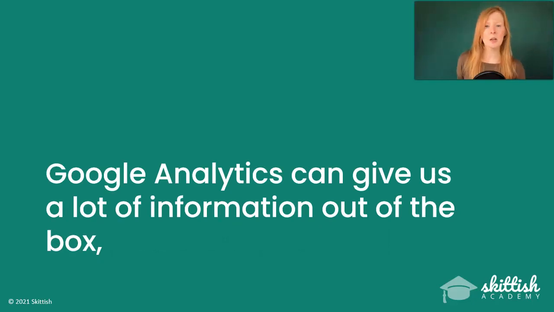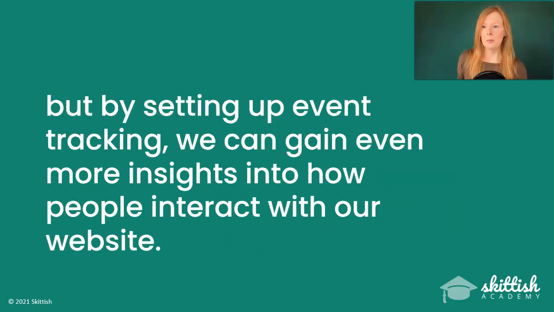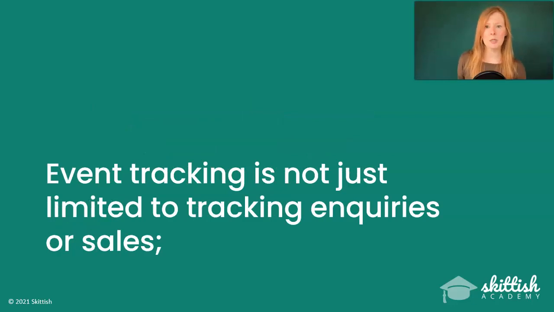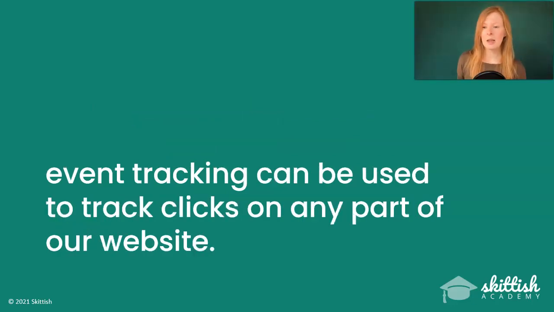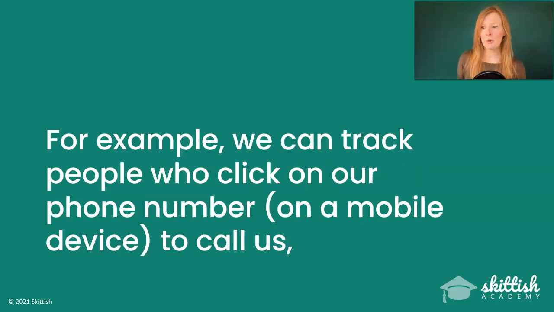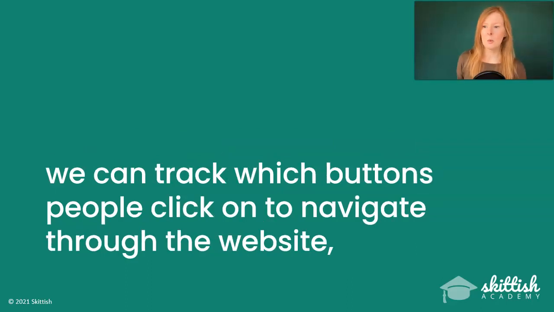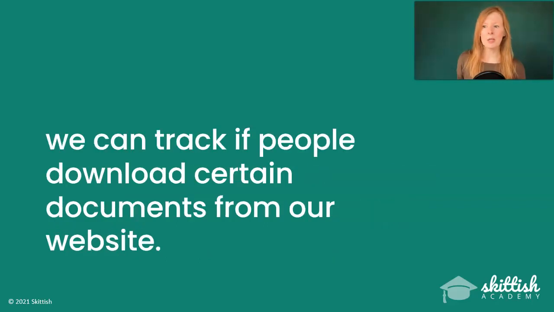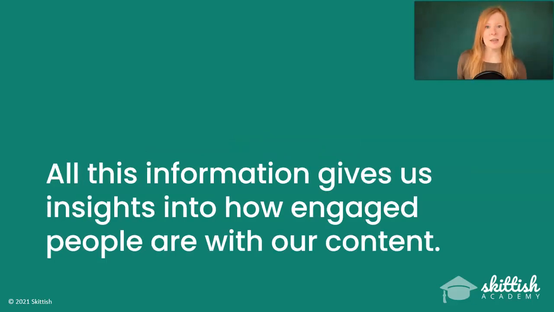At number 5, event tracking. Google Analytics gives us a lot of information out of the box, but by setting up event tracking, we can gain even more insights into how people interact with our website. Event tracking is not just limited to tracking inquiries or sales. Event tracking can be used to track clicks on any part of our website. For example, we can track people who click on our phone number, on a mobile device, to call us. We can track which buttons people click on to navigate through the website. We can track if people download certain documents from our website. All this information gives us insights into how engaged people are with our content.